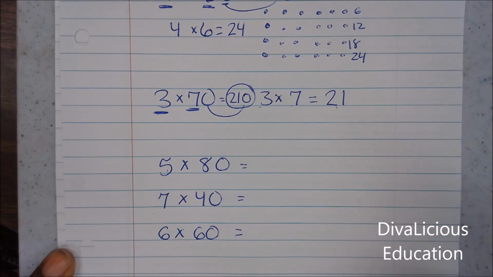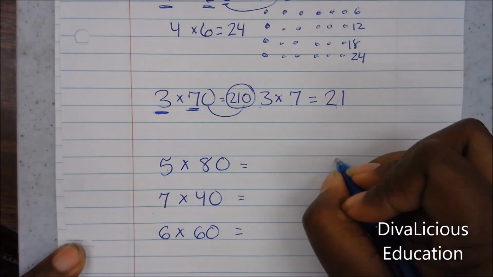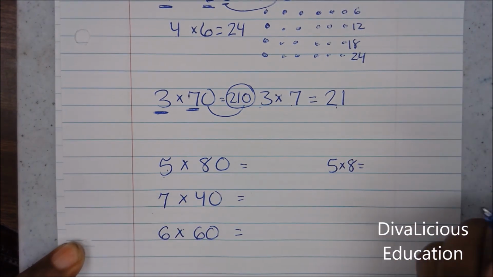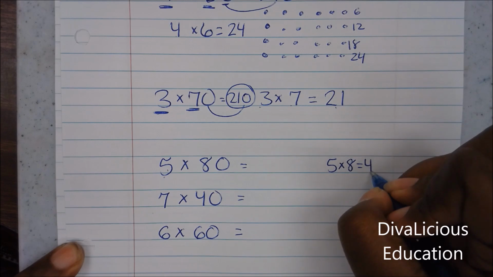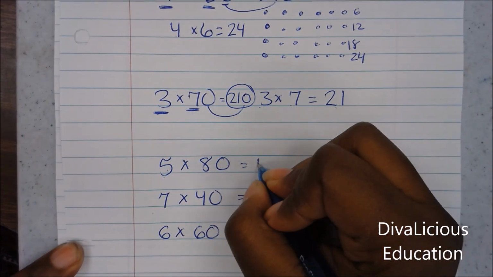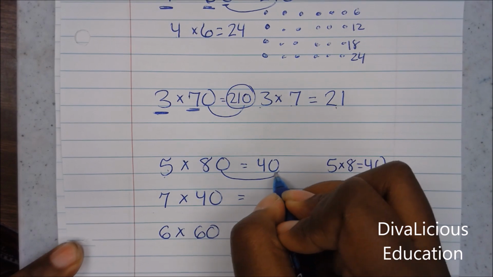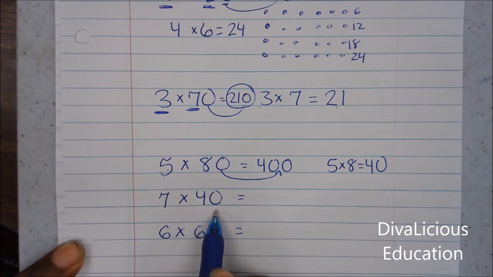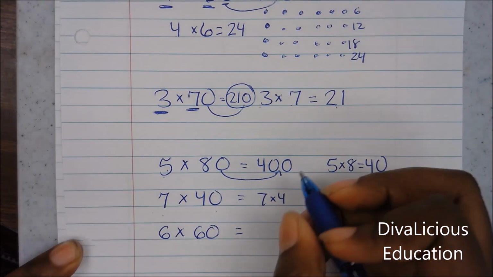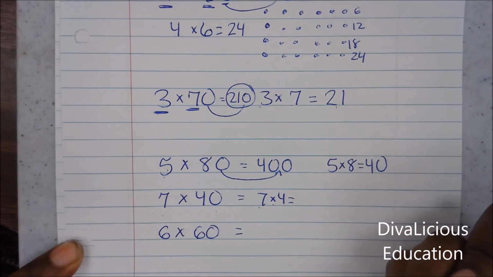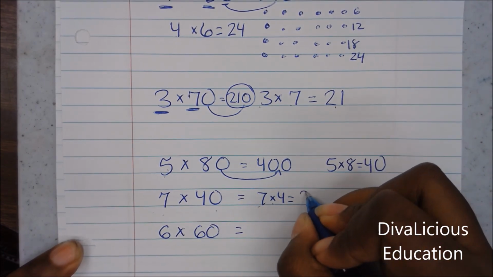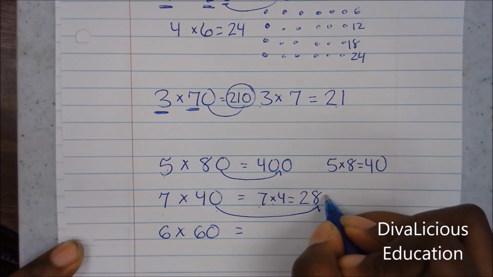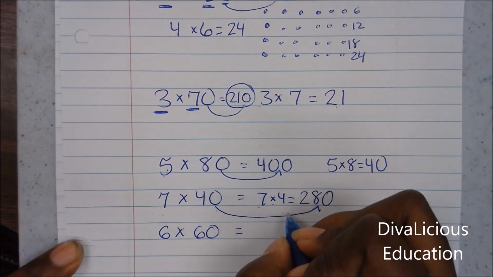Okay, let's give it a try. I know 5 times 8. And 5 times 8 equals, that's right, 40. So if 5 times 8 equals 40, then 5 times 80 equals 400. Awesome. Good. 7 times 40 is like 7 times 4. And 7 times 4 equals 28. So 7 times 40 equals 280.